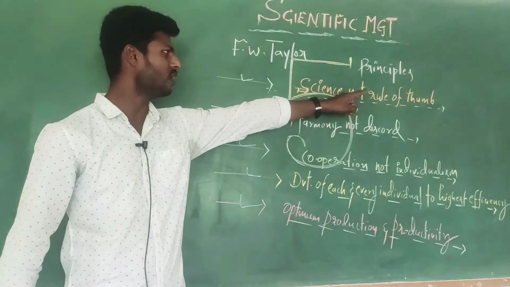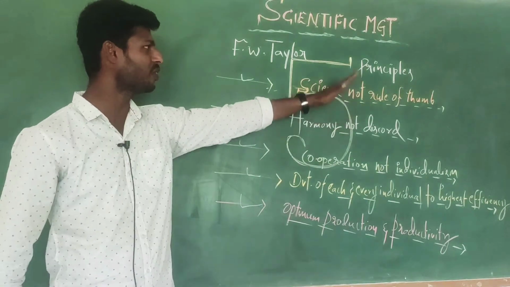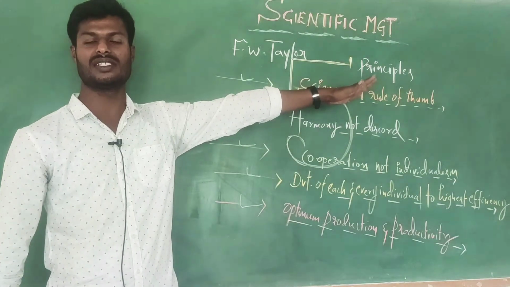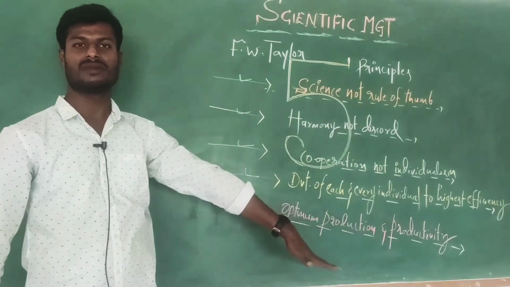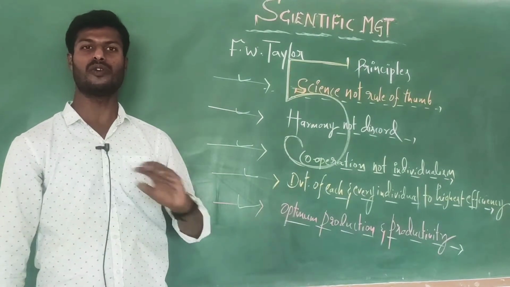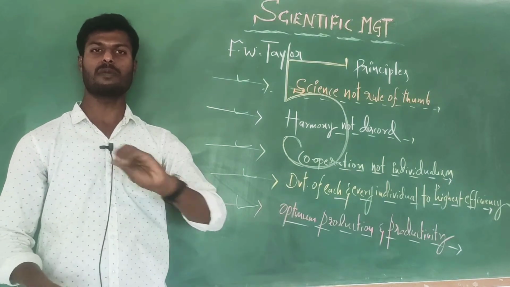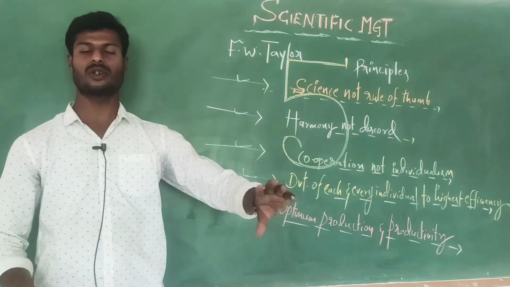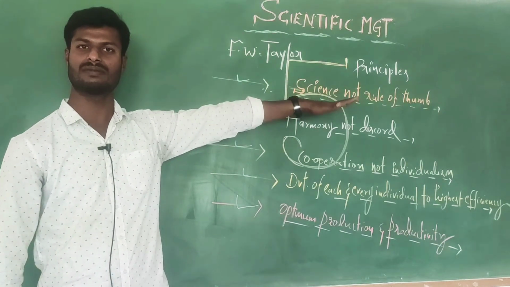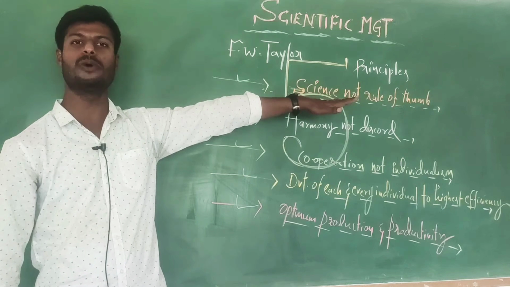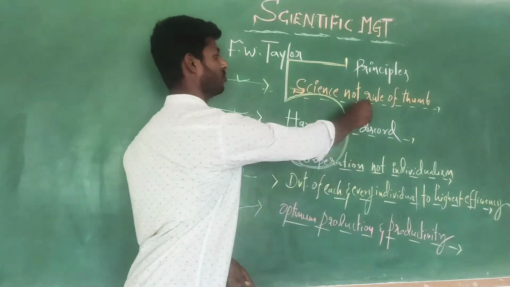If we go ahead with rule of thumb decisions, we cannot expect efficiency. Rule of thumb means traditional technique, traditional method. From rule of thumb, we cannot reach any goals and objectives, we cannot prove efficiency, we cannot get quality output. So scientific management always opposes rule of thumb. So, science, not rule of thumb.